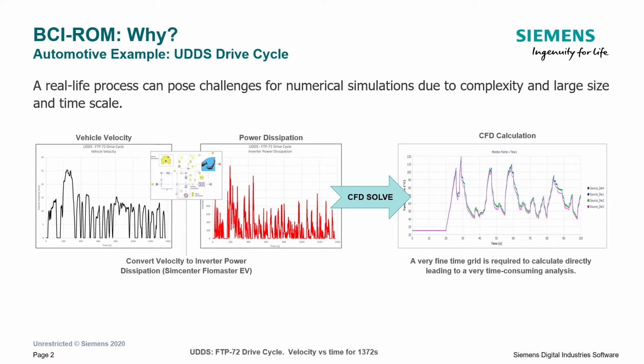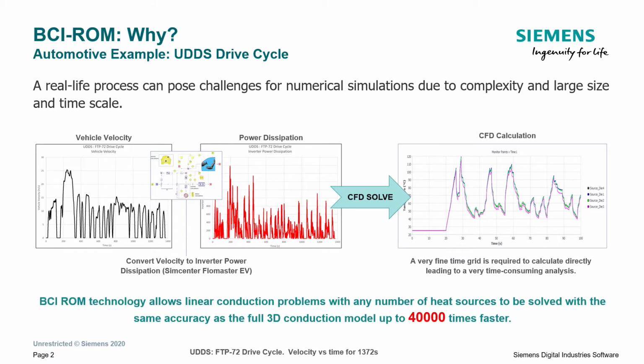being explored. To address this problem, we introduced the capability to extract a boundary condition independent reduced order model, BCI-ROM for short, from a meshed conduction model. BCI-ROM technology allows linear conduction problems with any number of heat sources to be solved with similar accuracy as the full 3D CFD model, up to 40,000 times faster.